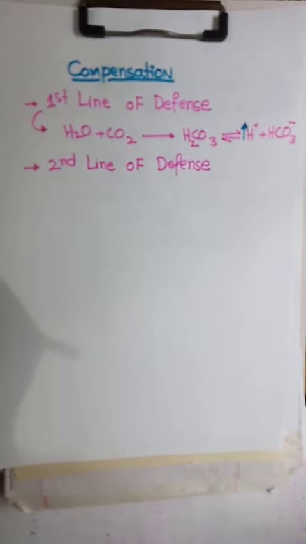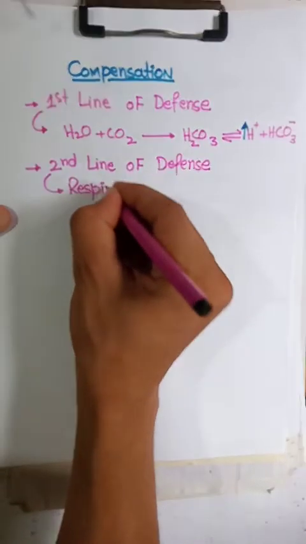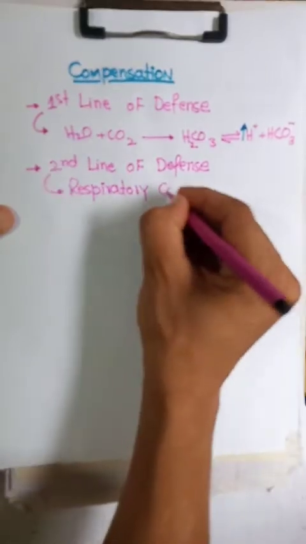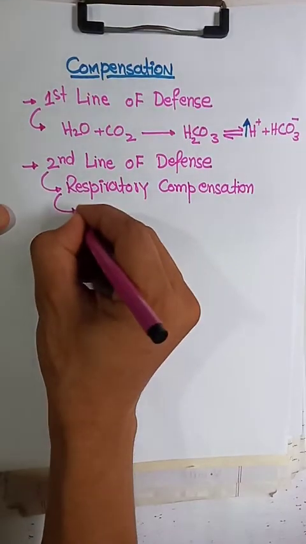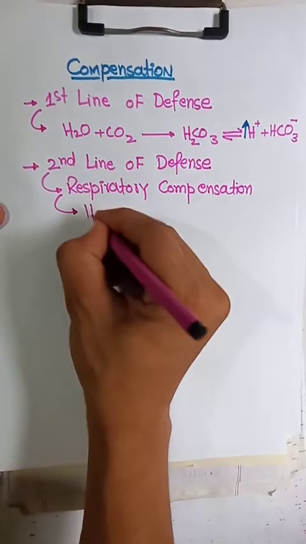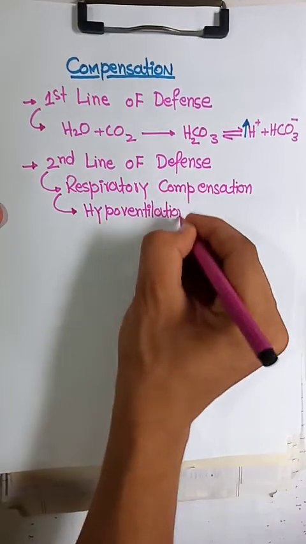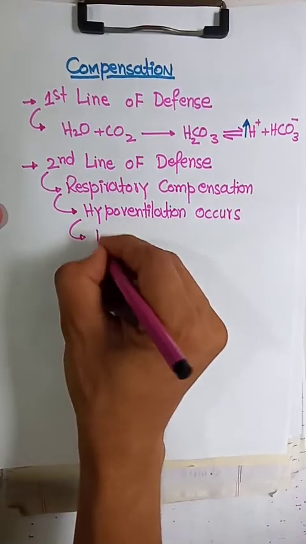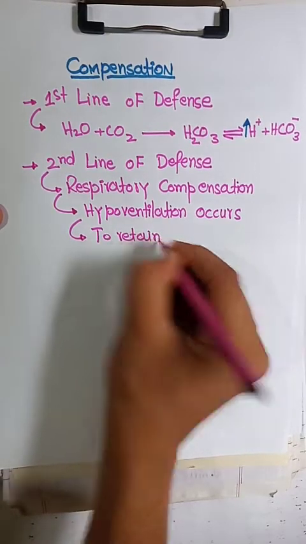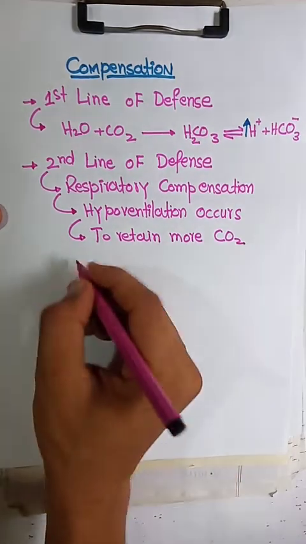Now second line of defense. In the second line of defense, the respiratory compensation mechanism starts, in which hypoventilation occurs to retain more CO2, more carbon dioxide, to neutralize base.